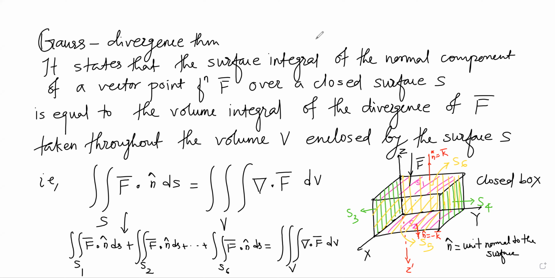Similarly, the unit normal to this surface here, what is n cap for this? Because it is along the negative j, the y-axis, here. So that means it is minus j bar. Here, n cap is going to be plus j bar, correct?